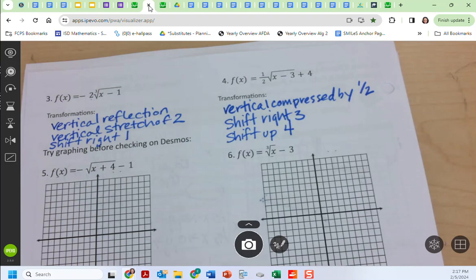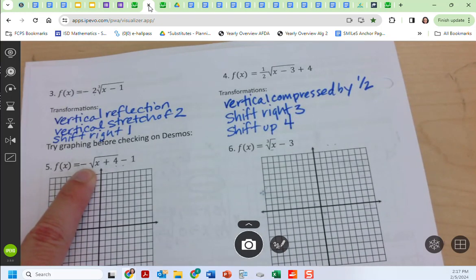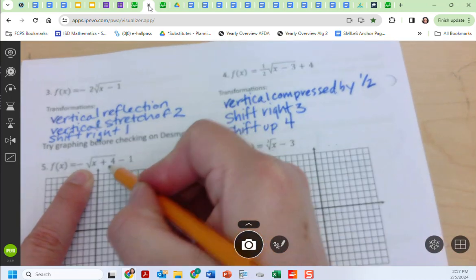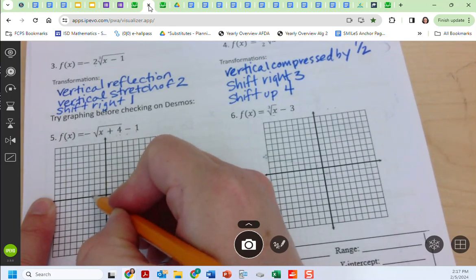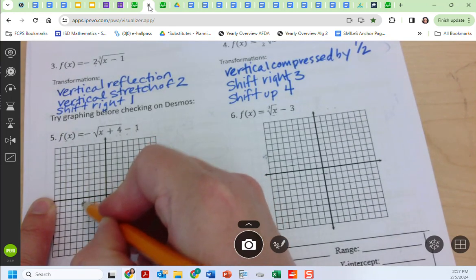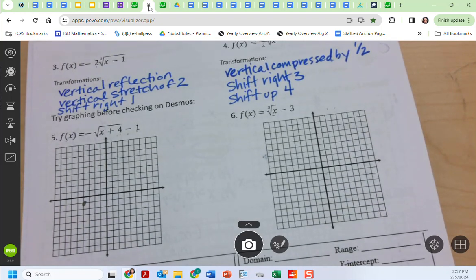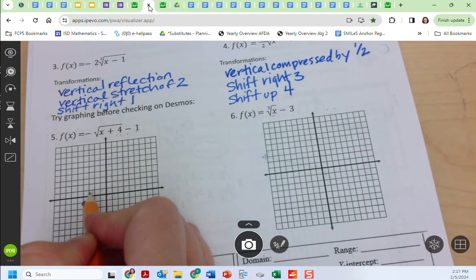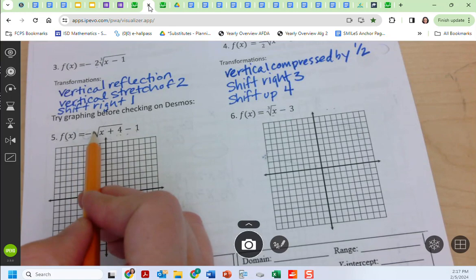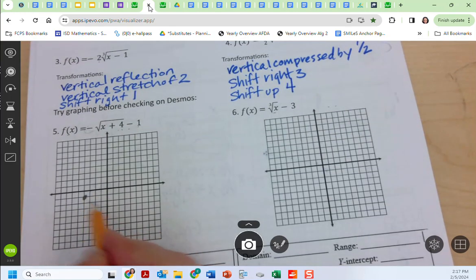So I'm going to try graphing this before checking on Desmos. It's a square root, so it's going to have an endpoint. The endpoint is going to go left 4 and down 1. So I'm going to go 1, 2, 3, 4, down 1. So I move my endpoint left 4 and down 1. And then I could copy the shape from the parent function, but I notice this negative here, which is going to turn it upside down. So my shape is going to be down this way.